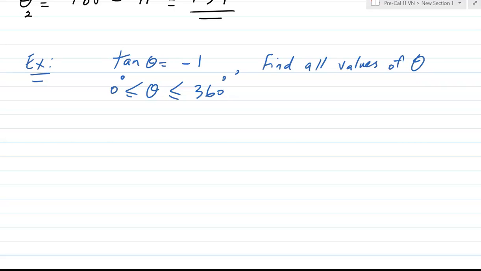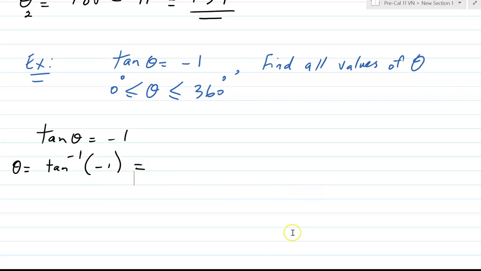So tan of theta equal to -1. We want to find all values of theta between 0 and 360 degrees that will give you the same ratio, -1. So first thing you do, you use your calculator. So tan of theta equal to -1. So theta equals tan inverse of -1.